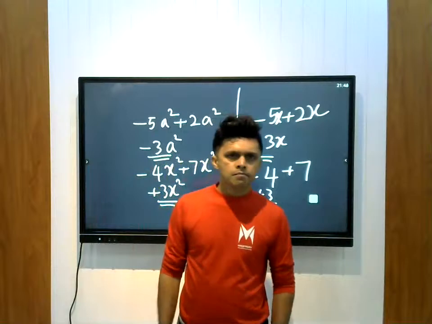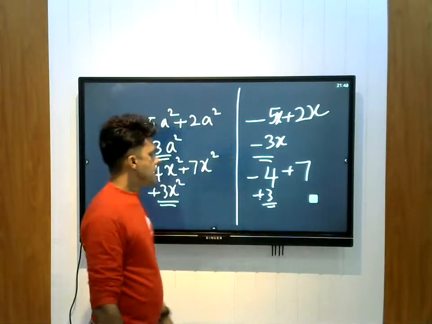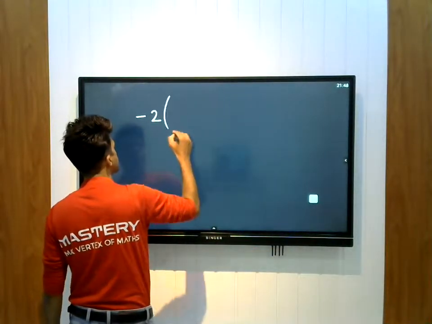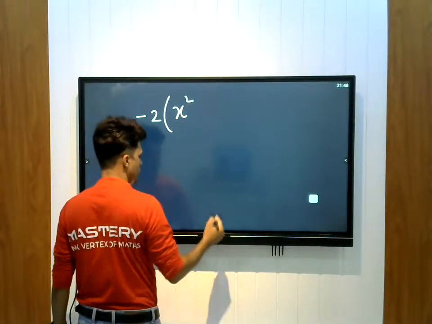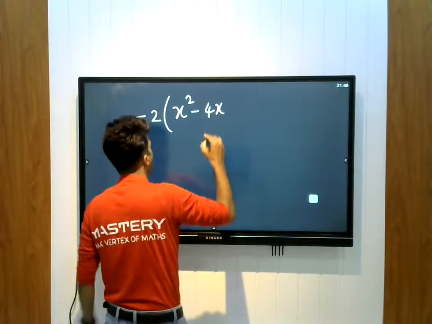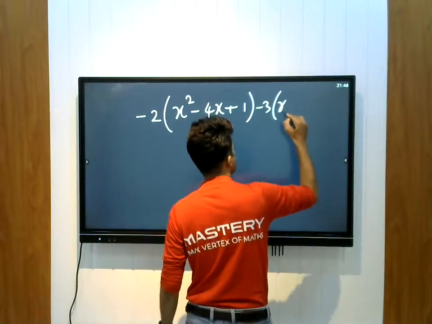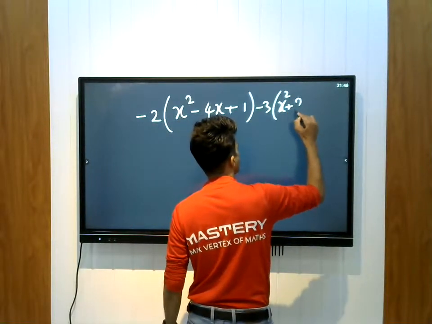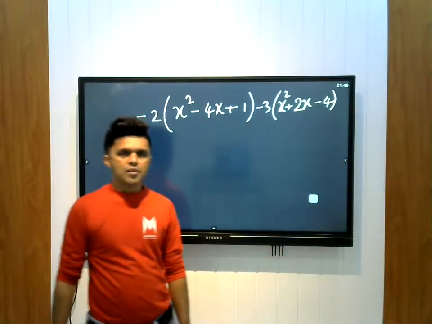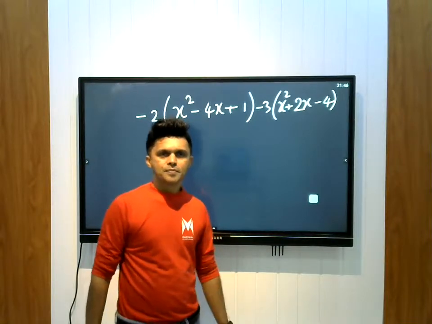We can do 2 or 3 questions more. So how can you do this type of one? Minus 2x squared minus 4x plus 1 minus 3x squared plus 2x minus 4. How can we do this type of one? Yes, remove the brackets and simplify.